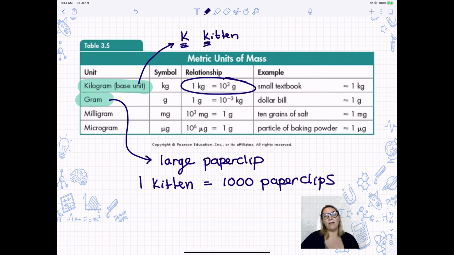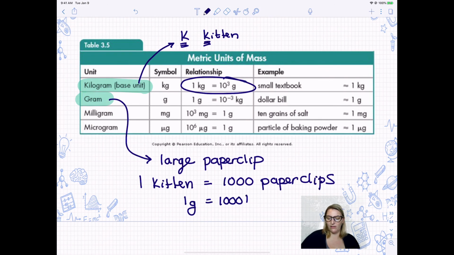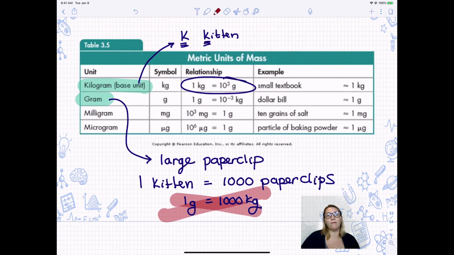I really want you to think about that, because at some point this year, you're going to write on a piece of paper that 1 gram is equal to 1,000 kilograms. And I am going to mark that. No, that's wrong. That's not right. Because I'm going to say, do you really think that 1,000 kittens weigh the same thing as a paperclip? And you're going to go, oh, she told me I was going to mess that up. So please be very wary about that. It is something that students often mess up, so I'm pointing it out.